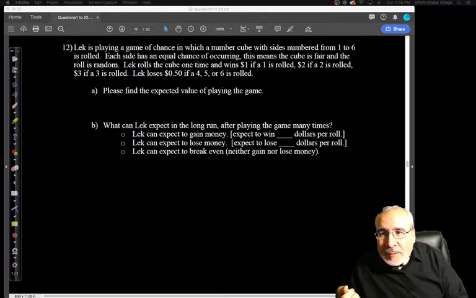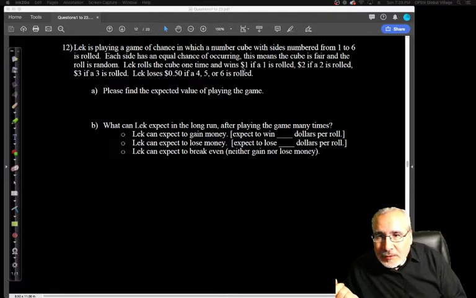Lek is playing a game of chance in which a number cube with sides numbered from 1 through 6 is rolled. Each side has an equal chance of occurring. This means the cube is fair and the roll is random. So Lek rolls the cube one time. He'll win $1 if he rolls a 1, $2 if he rolls a 2, and $3 if a 3 is rolled. But Lek will lose 50 cents if either 4, 5, or 6 is rolled.